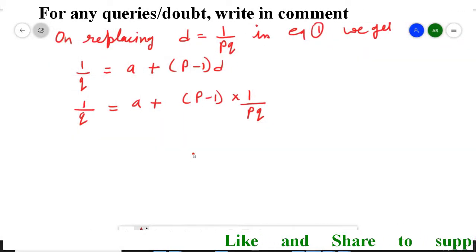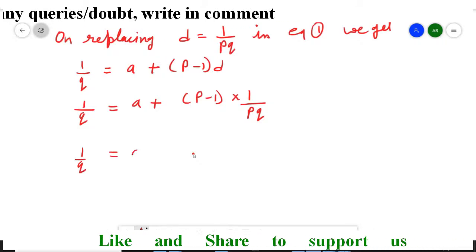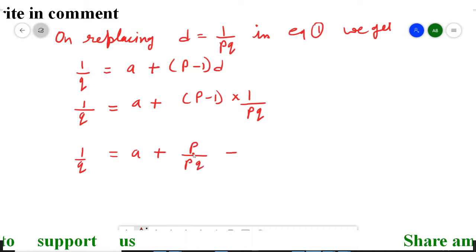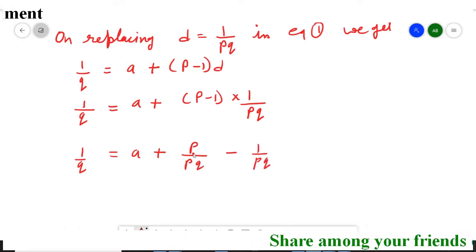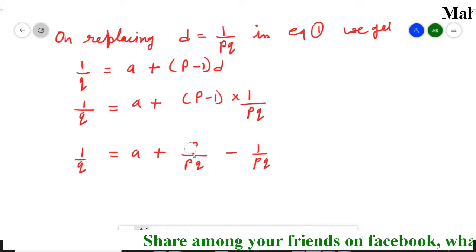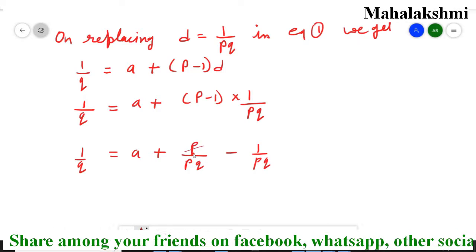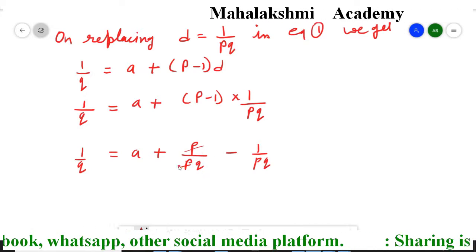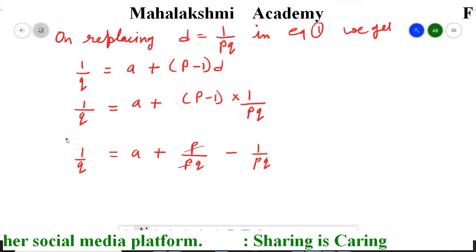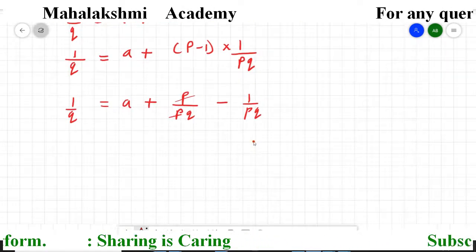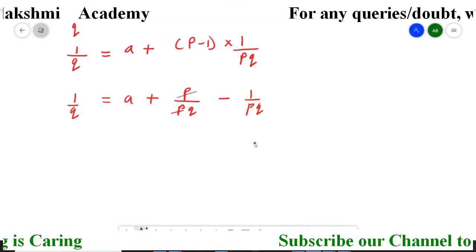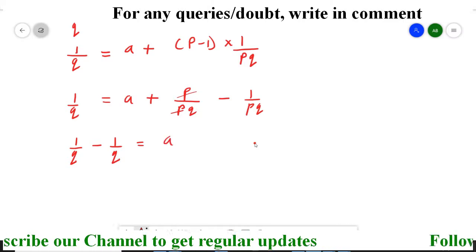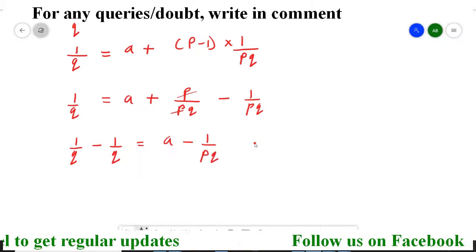So left hand side 1 upon q as it is, a as it is. When we open the bracket we will get p upon pq minus 1 upon pq, and here you can see that this p and p will get cut. So we remain here with only 1 upon q. This 1 upon q is in plus, so when we shift it, it will get subtracted. So we get 1 upon q minus 1 upon q is equal to a minus 1 upon pq.